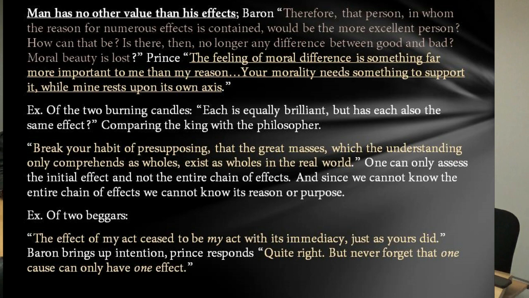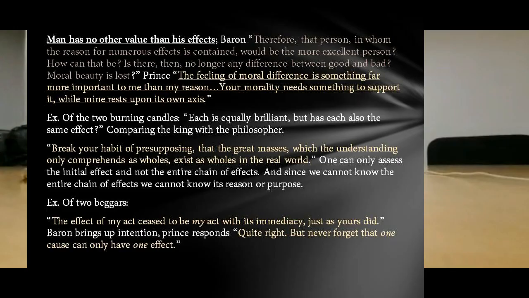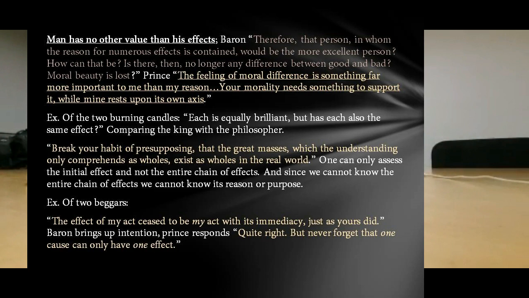So he goes on to try to explain this really weird philosophy, the effect of two burning candles. He says, you have one burning candle in a poor man's hut, you have another burning candle. Understanding only comprehends as wholes, exists as wholes in the real world. So he doesn't believe in the universal. He doesn't believe that things are ordered from top down. He believes that we are just executions of parts of things, and that we can't know what the intention for the whole is. So he says, one can only assess the initial effect, not the entire chain of effects of our actions.